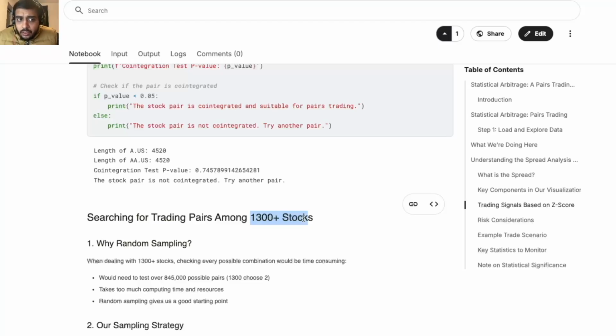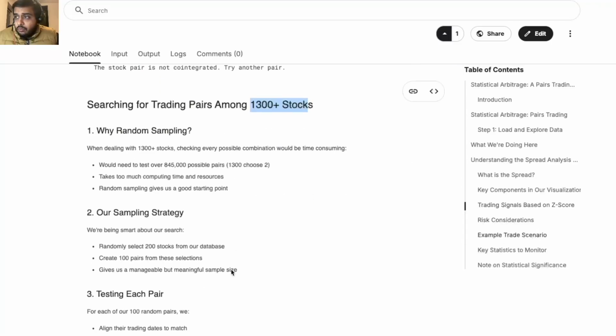We align the data, clean the data, remove the missing values, and then run the co-integration test. And the pairs with p-value less than 0.05 will be saved as potential candidates for trading. In our case, let's see what we find.